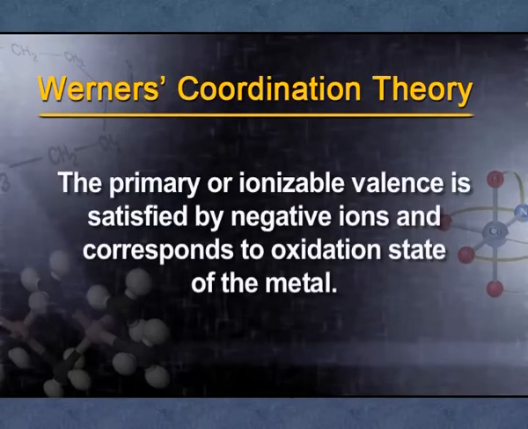They are satisfied by the anions only. Second, in modern terminology, primary valencies correspond to the oxidation number of the central metal ion. If you know the number of primary valencies, you can easily find out the oxidation state of the central metal ion. Since they are not present inside the coordination sphere, geometry cannot be decided on this basis; they are non-directional in nature.